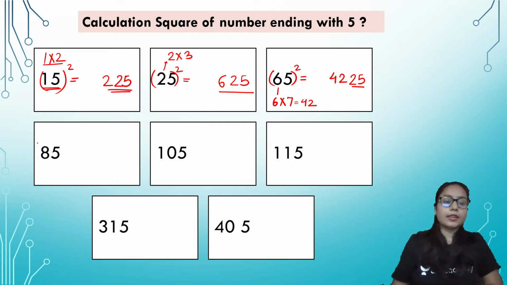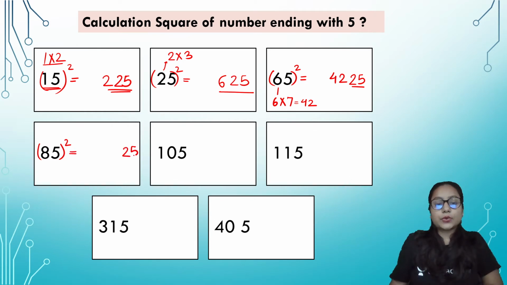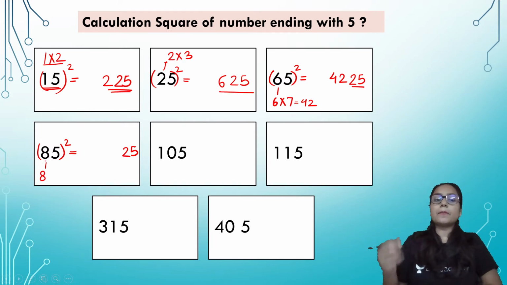Now let us calculate the square of 85. What is the square of 85? For this you can write 25 on the extreme right. Take this number 8. The next number after 8 is 9, and 8 times 9 is 72. So therefore the square of 85 is 7225.